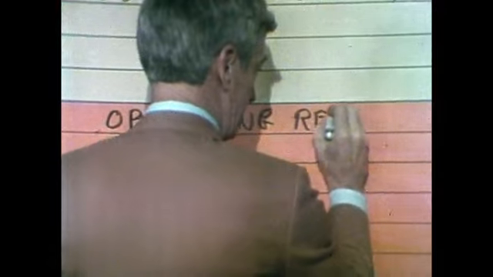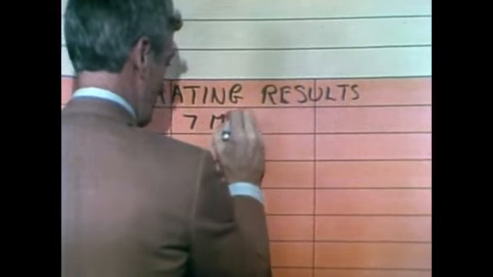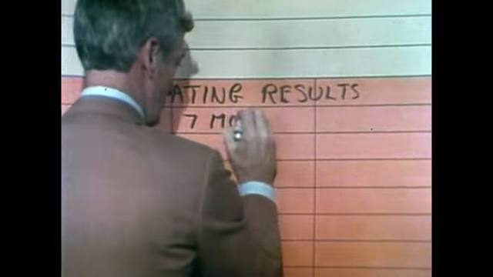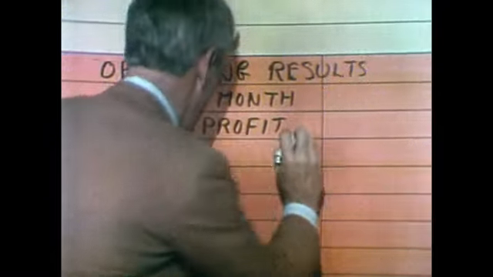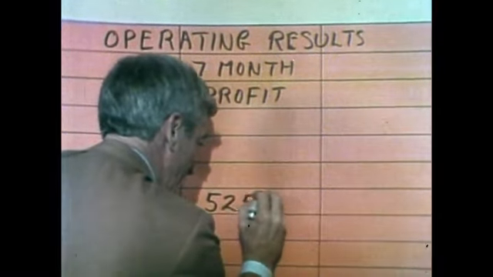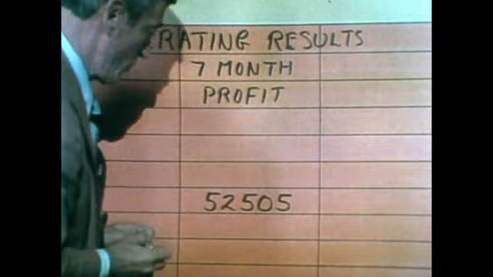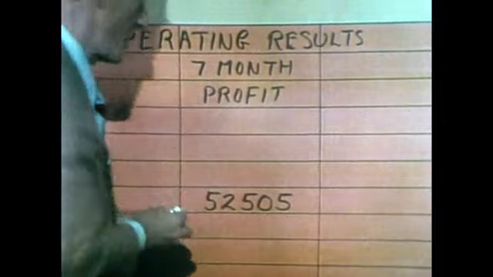Let's see. If you take the cumulative net profit after tax for the entire 7 months of our revised forecast over there, the total would be $52,505, and that is the cumulative net profit after tax for the whole 7 months. $52,505 is the way that works out. That's correct.